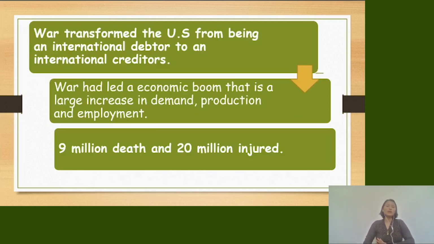So during the war, the war has transformed the US from being an international debtor to an international creditor, which means before the First World War, the US used to borrow money from other countries. Now during the First World War, the US started lending money to other countries. Now the USA has changed from international debtor to international creditor.